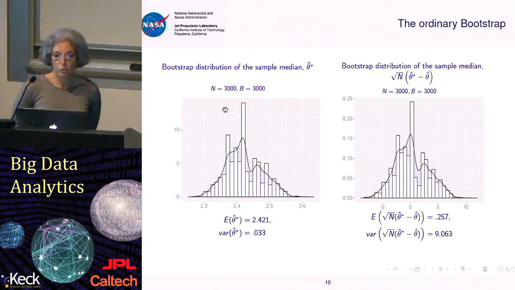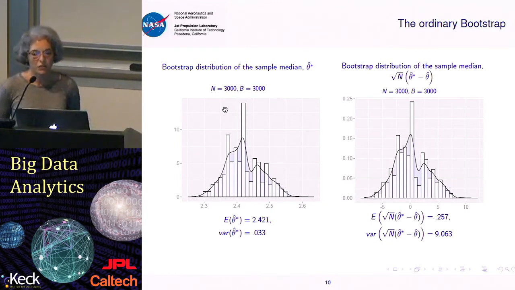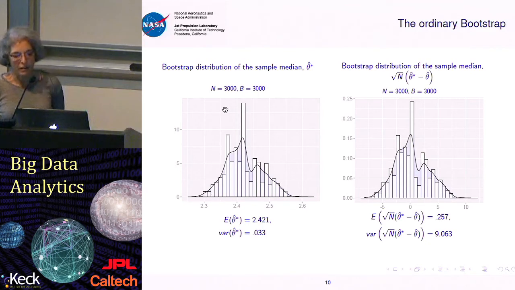Okay, so now let's look at the ordinary bootstrap. If I take 3,000 samples of size 3,000 and compute a sample median for each one, from the one sample that I have, we take the one sample that we have, and we take 3,000 resamples and compute the median for each one, and make a histogram of that distribution. What we get is the thing on the left, and its centered and scaled version is the thing on the right.